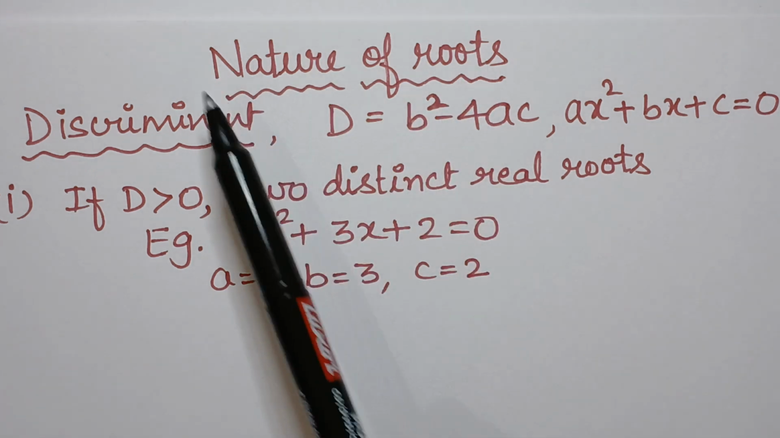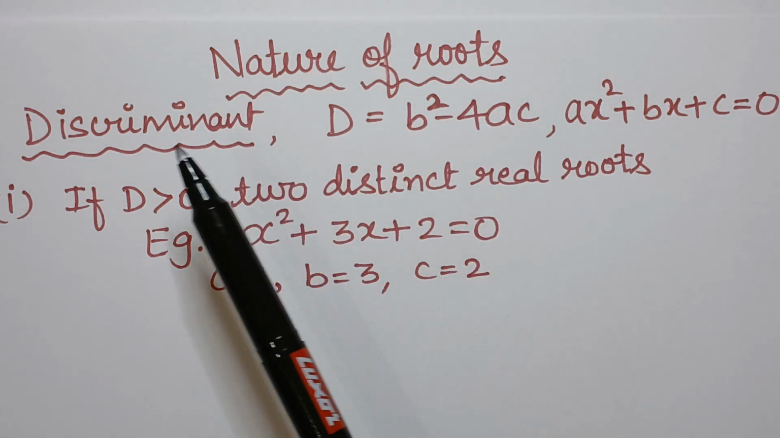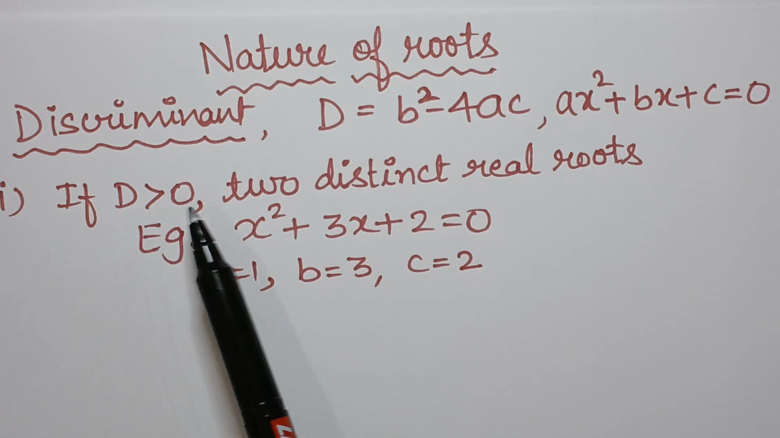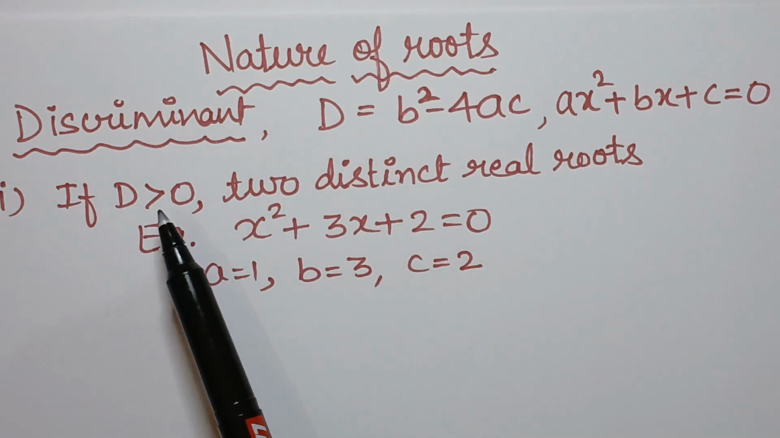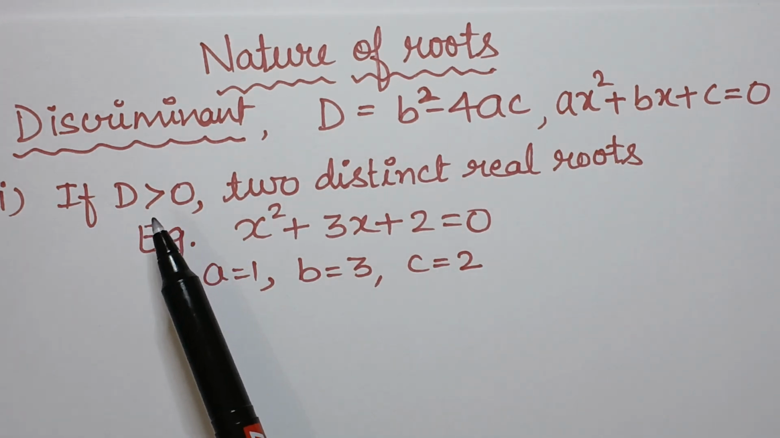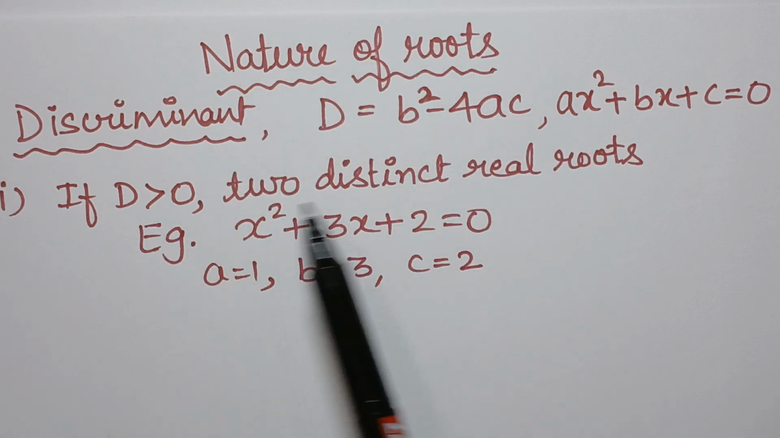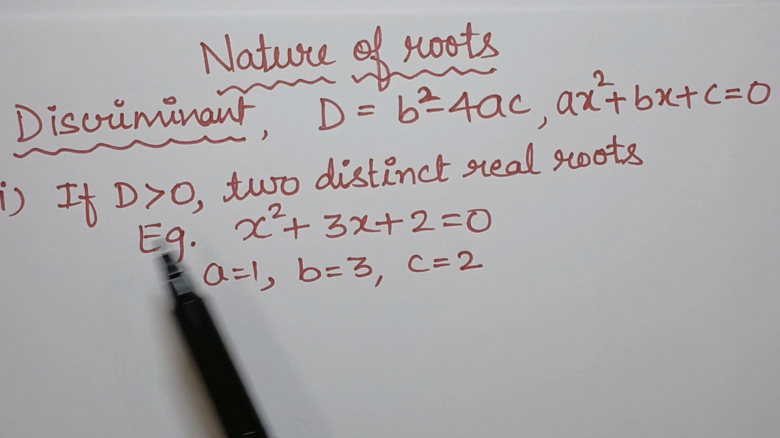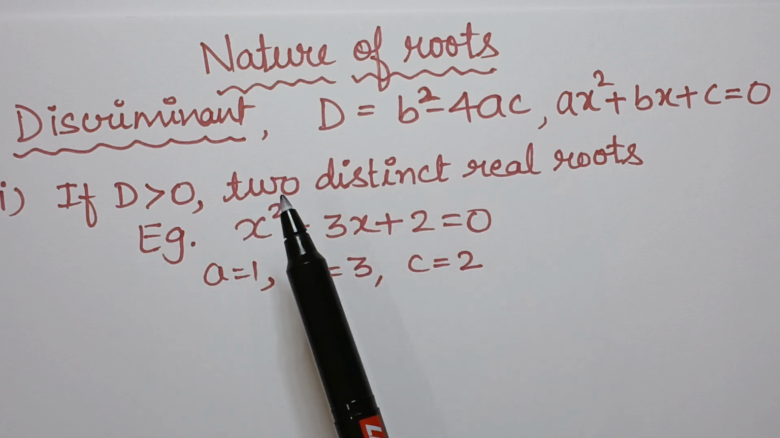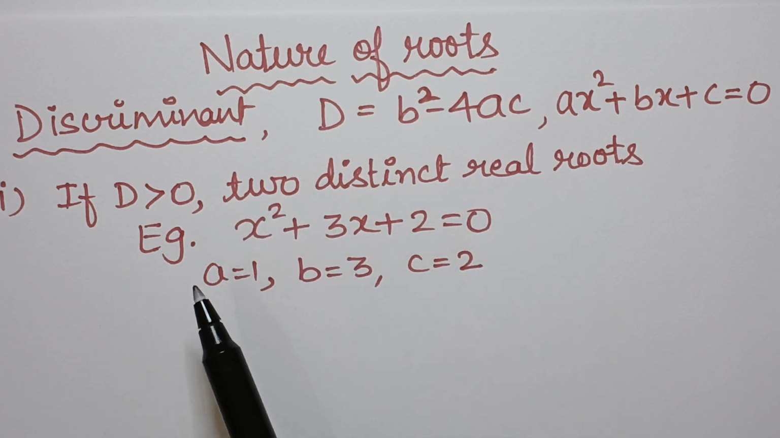Now to find nature of roots, we have three types. The first type is if D is greater than 0, because D will be either positive, negative or equal to 0. So accordingly, we will find the nature of the roots. If D is greater than 0, there will be two distinct real roots. We will check how the roots will be distinct here.